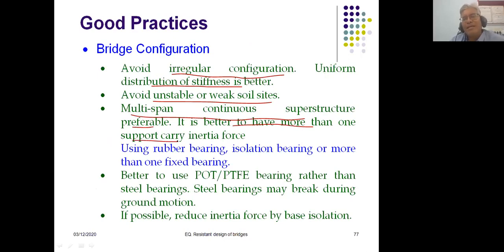When we go for multi-span continuous superstructures, it is better to carry the inertia force by more than one support. Many times only one support is kept fixed and the others are kept free, so the inertia force will be transferred to only one support. Use rubber bearings, isolation bearings, or more than one fixed bearing. It is better to use a pot PTFE bearing rather than a steel bearing. And if possible, reduce the inertia force by base isolation.